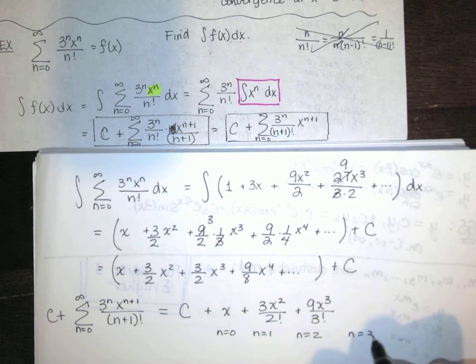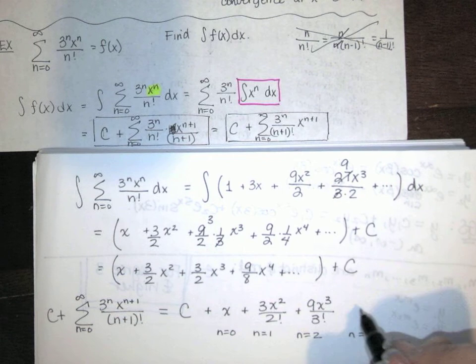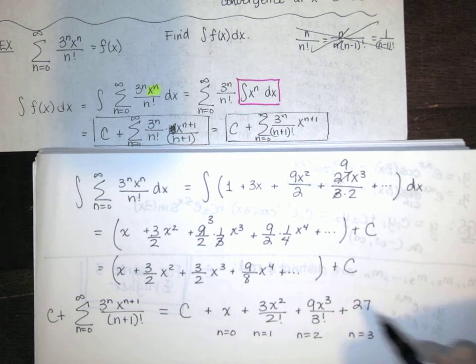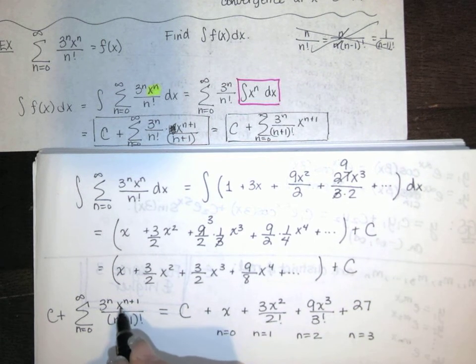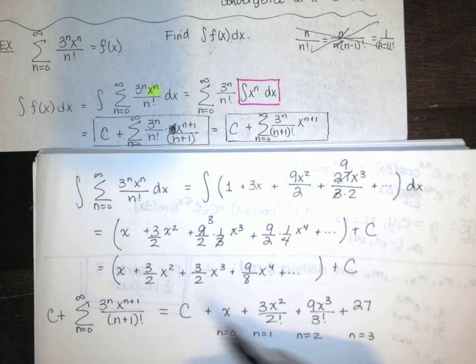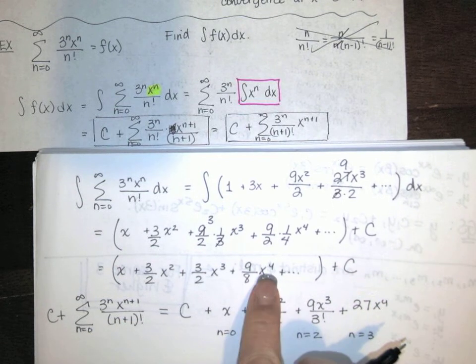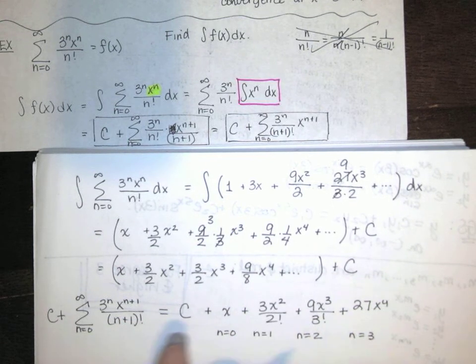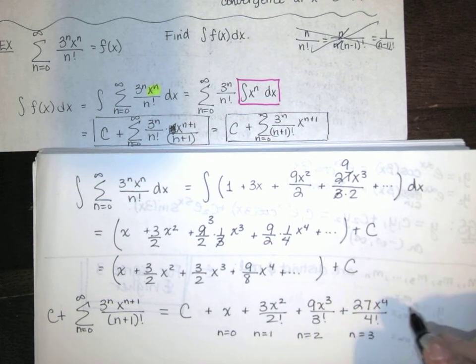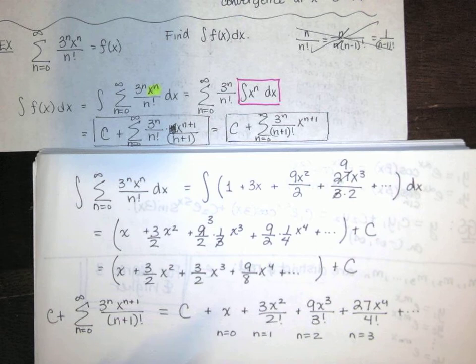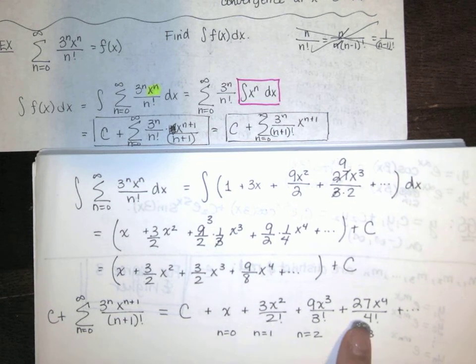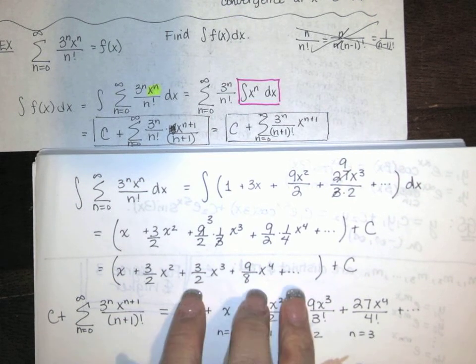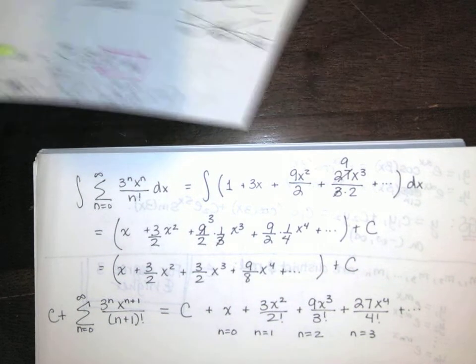N equals 3. 3 cubed is 27. 3x to the 3 plus 1 is 4. Hey, isn't that what I did right there? I added 1 to the exponent, and then I divide by 4 factorial. And then keep going. Now, if you're saying to yourself, Ms. Townsend, that does not look exactly like that, you're right, it doesn't. But if we expand those factorials and simplify, I think we'll see that this is the same as that. Let's go just a little bit further.